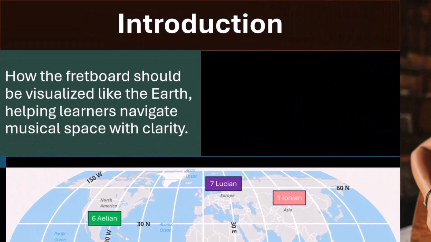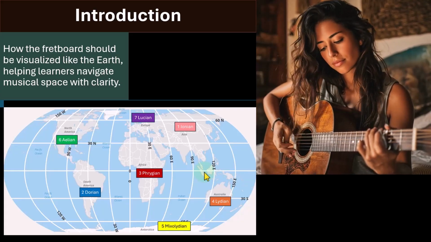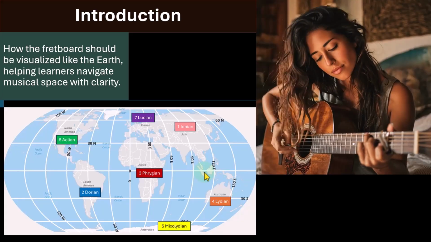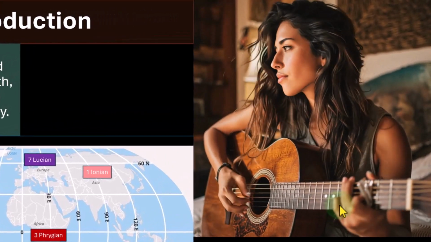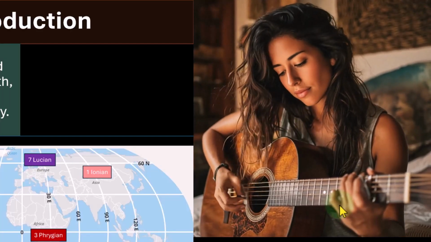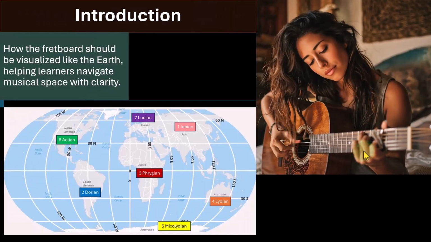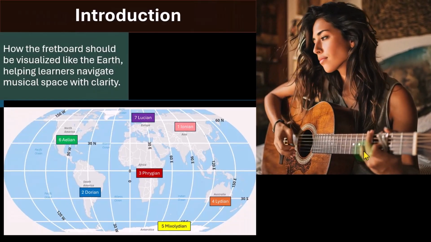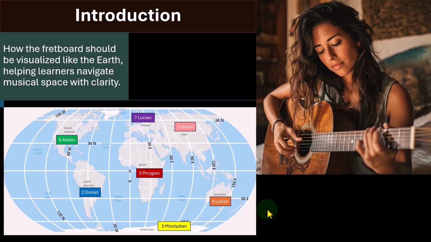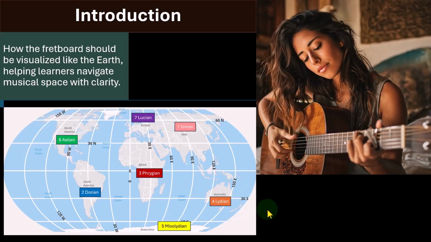The objective is to enlighten learners about how the fretboard should be visualized like planet Earth, helping learners navigate musical space with clarity. So as we're learning to navigate the fretboard, we want to visualize the fretboard as the territory or a map of the territory. Why? Because that's what it is, because that's the easiest way to learn it, and because it basically gamifies the process, similar to learning, say, a video game that has a map involved, like Zelda, for example.